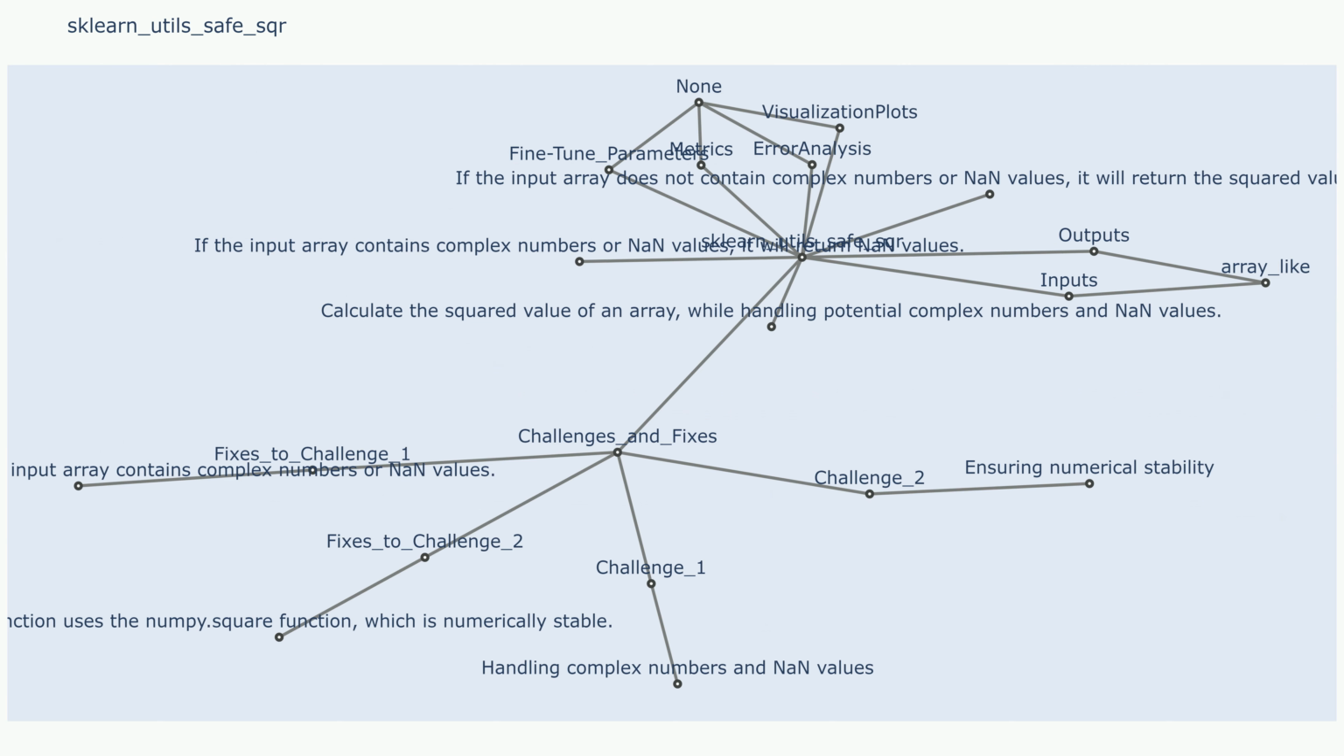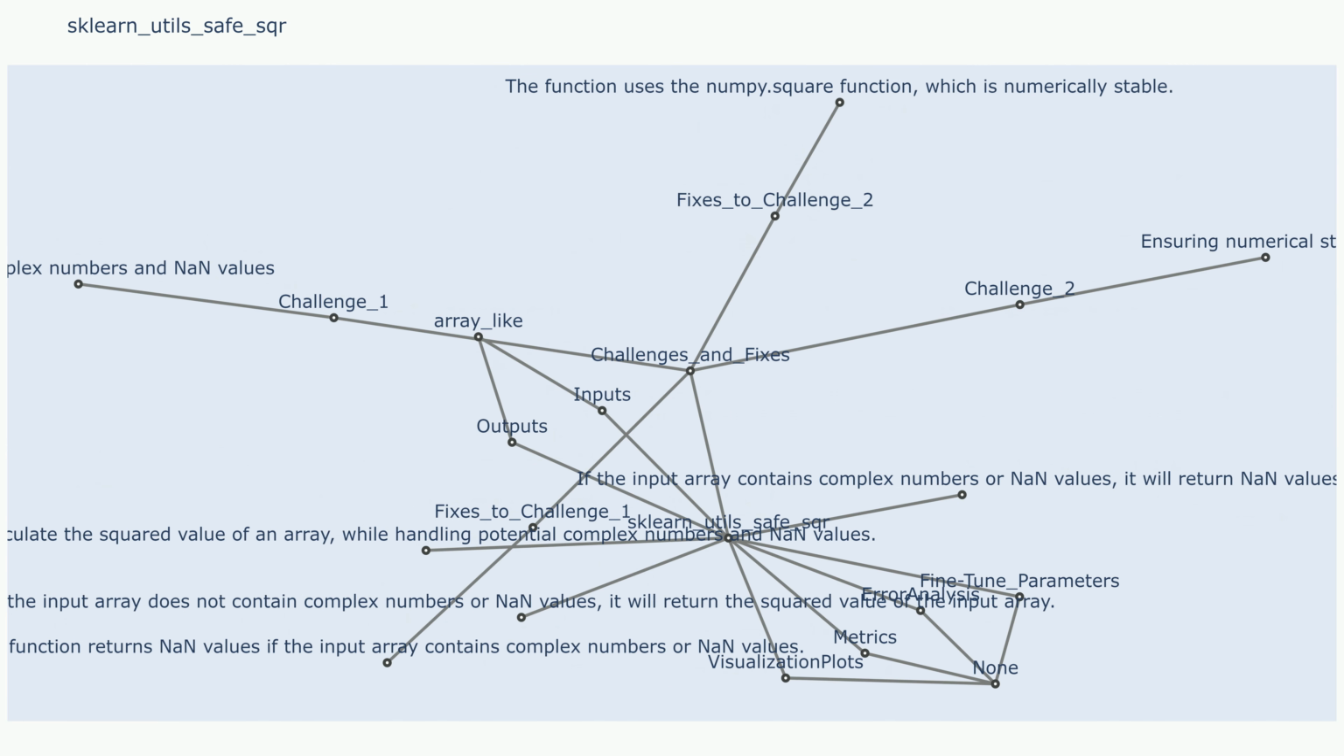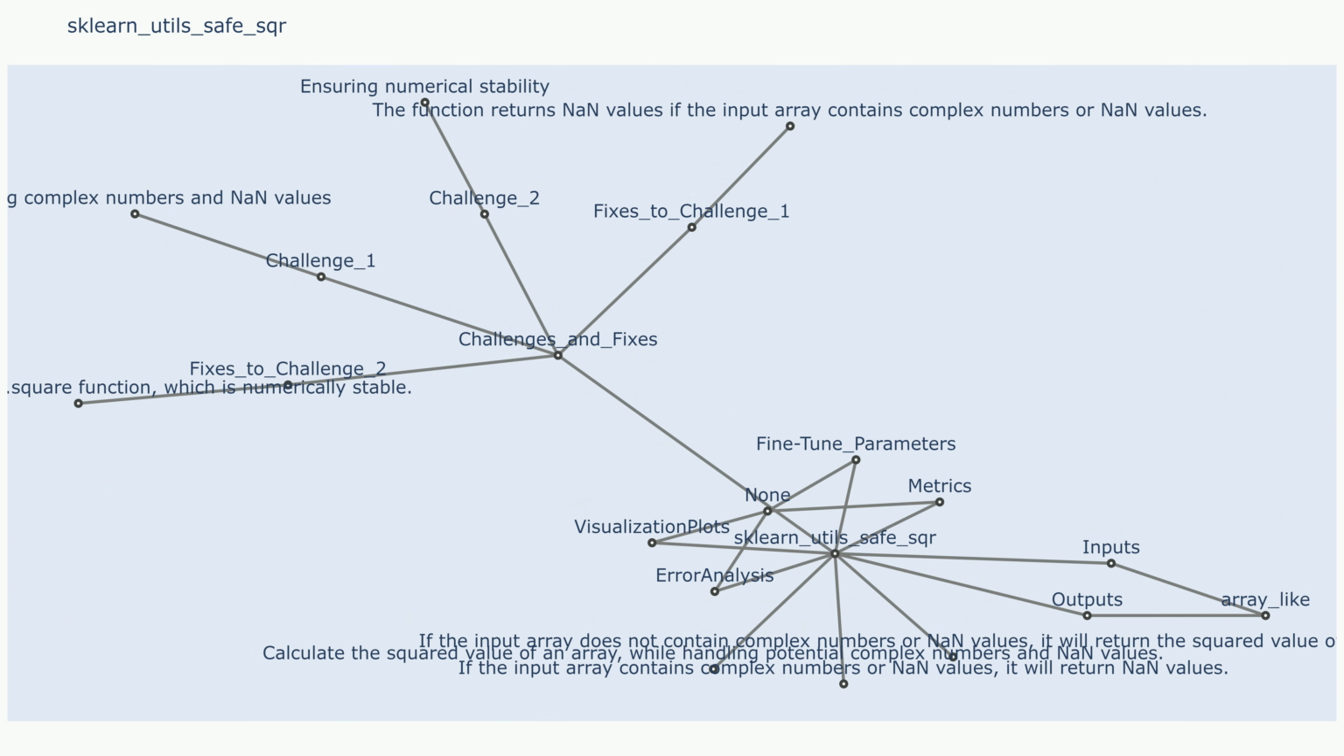Inputs: x, the input value for which the squared value needs to be calculated. This input can be a single number or a numpy array. Outputs: the squared value of the input x. This output will be a single number or a numpy array, matching the shape of the input x.